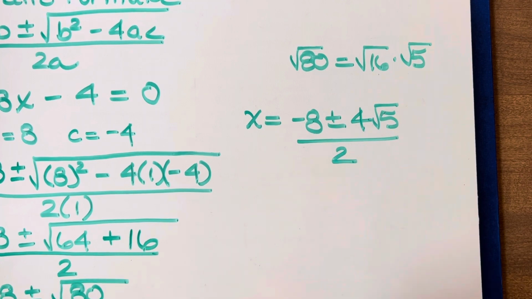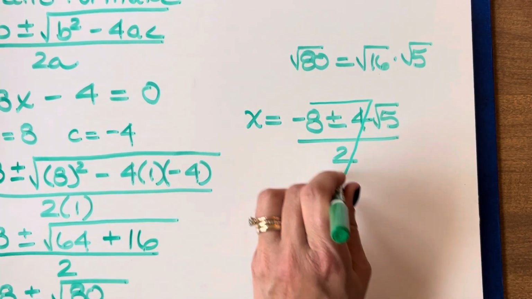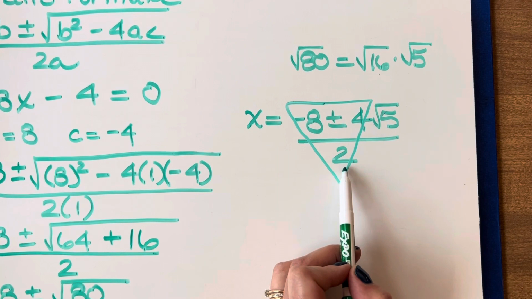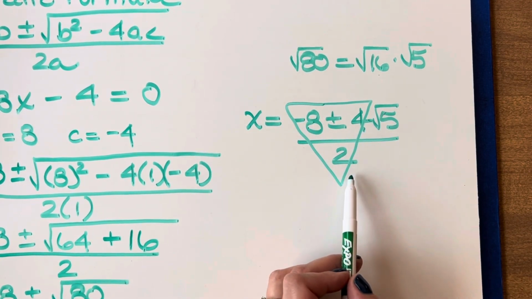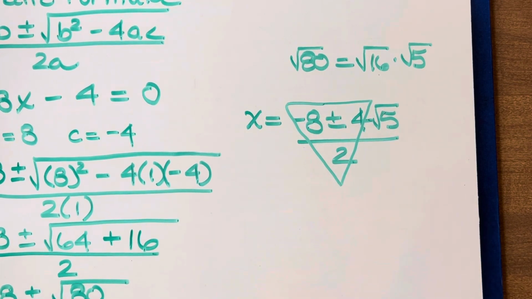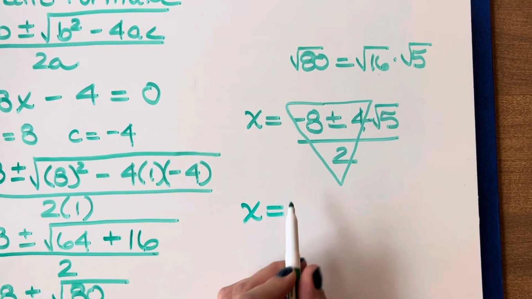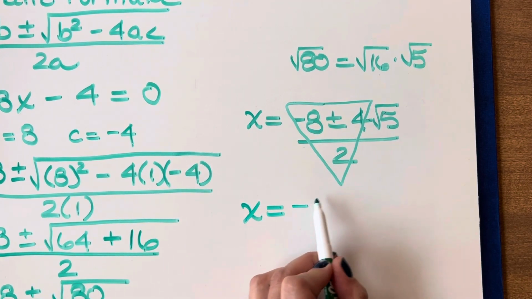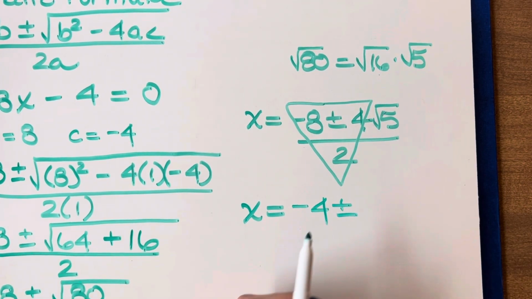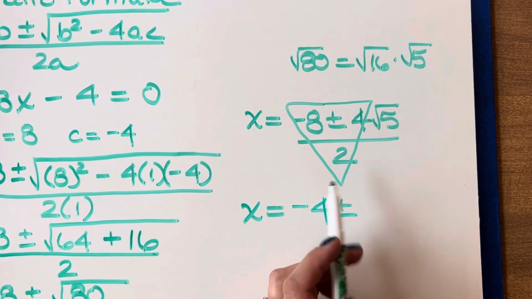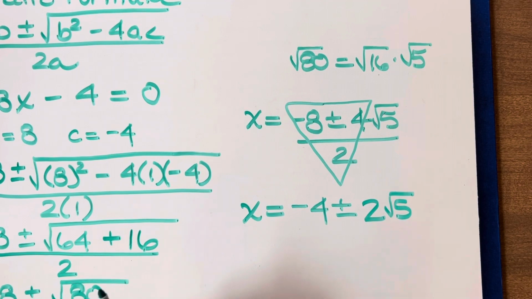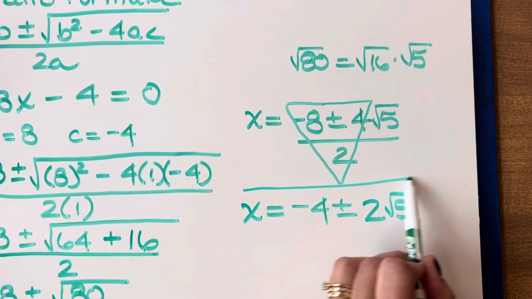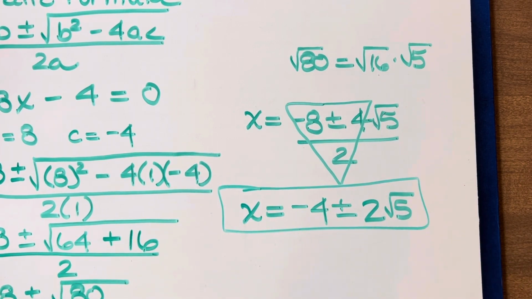Some teachers call it the triangle, where if you have these three numbers that are all divisible by the same value, you can reduce each of them. All of these are divisible by 2, so I'm going to reduce: negative 8 divided by 2 is negative 4. Keep my plus or minus. 4 divided by 2 is 2. Keep my square root of 5. And then 2 divided by 2 just makes it 1, so I don't have a denominator that I need to write anymore. So here is my solution to my quadratic.